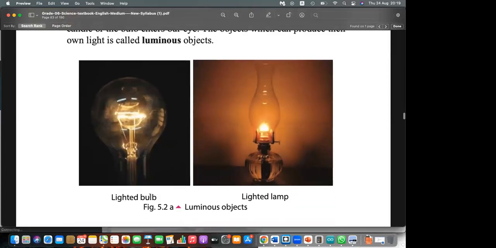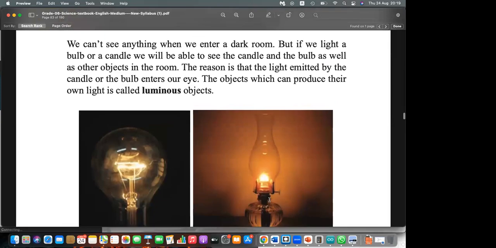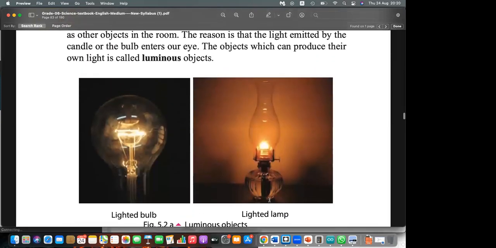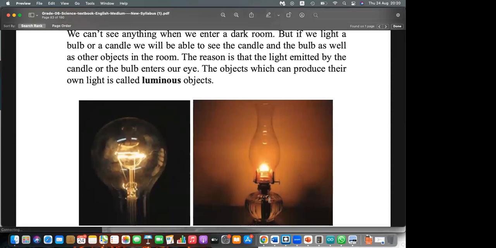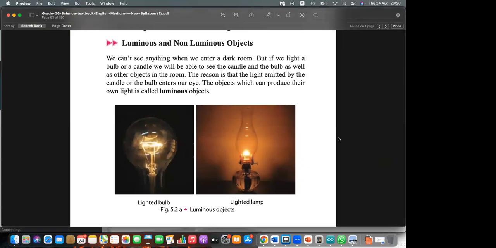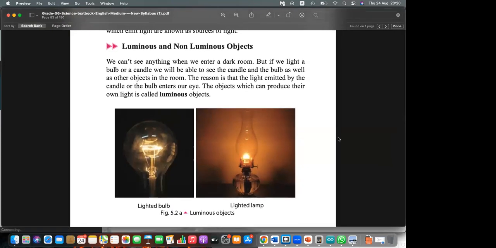So here you can see a light bulb and a light lamp. Can you tell me how this can be generated? Some more ways of generating light? Yes? By using hydropower energy. Yeah, hydropower energy can be converted to electricity, and through that, you can generate light. Anything else? Solar energy. From using solar energy. Solar energy. Okay.